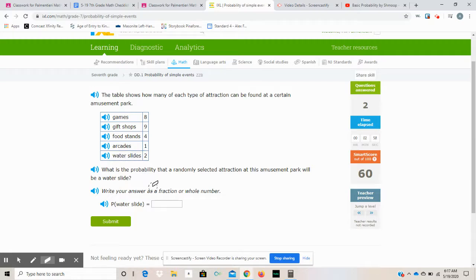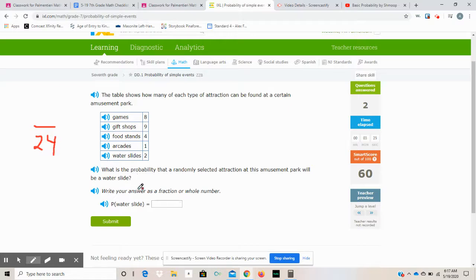What is the probability that a randomly selected attraction at the amusement park will be a water slide? All right, so this is one of those ones where you have to find out the whole number that goes on the bottom, like out of everything. So you have to add up all of these. So that would be 17, that would be 21, that would be 22, 23, 24. So that would be out of 24.